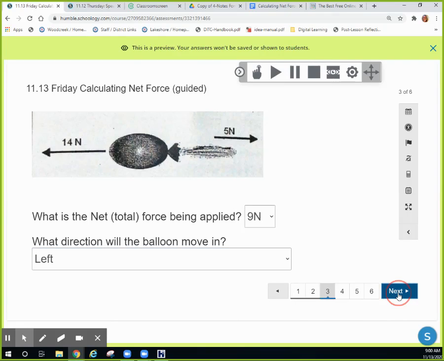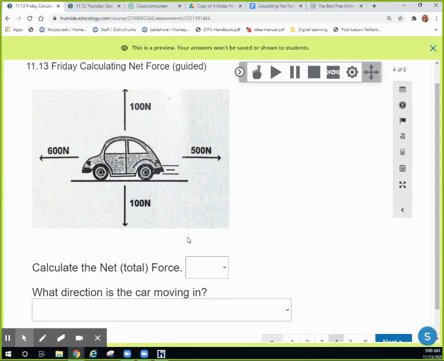All right. Let's look at this next example. Okay, so we have a car. Now, notice this car is moving. The car is moving. That's what these little lines mean. But we have 4 different forces that are acting on the car.